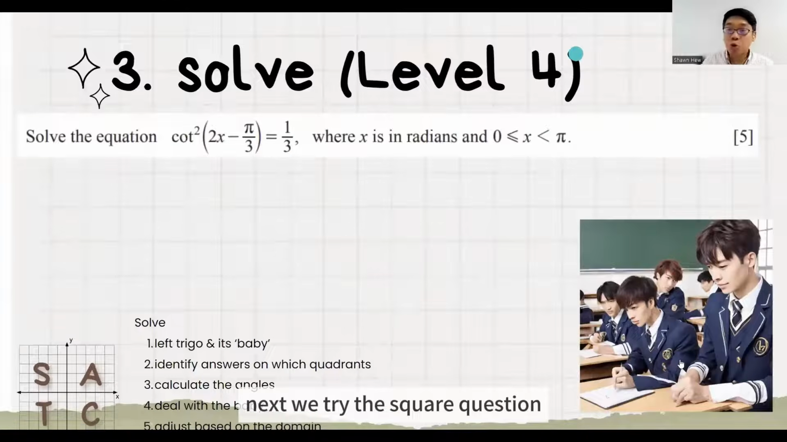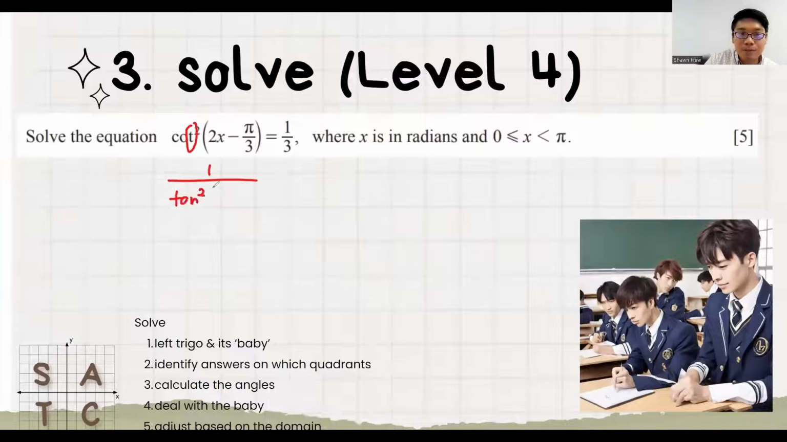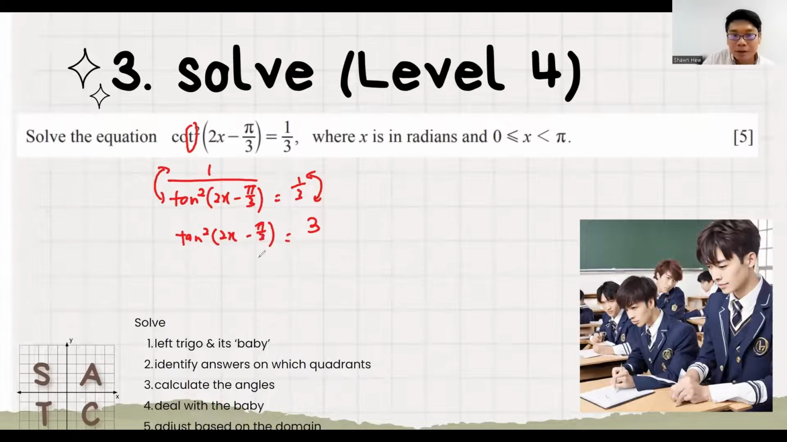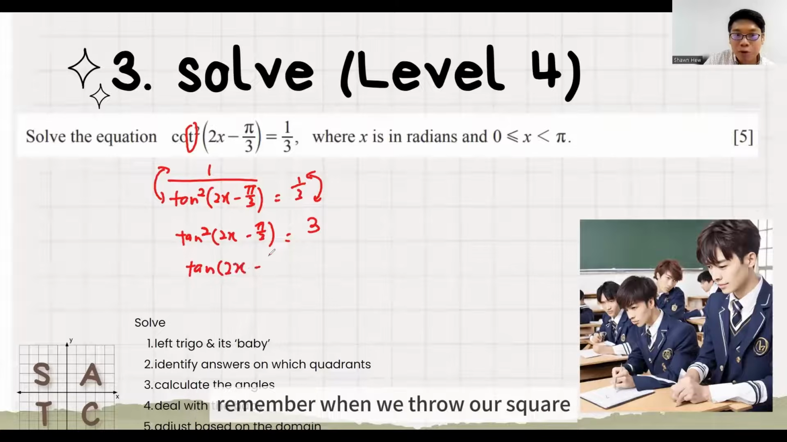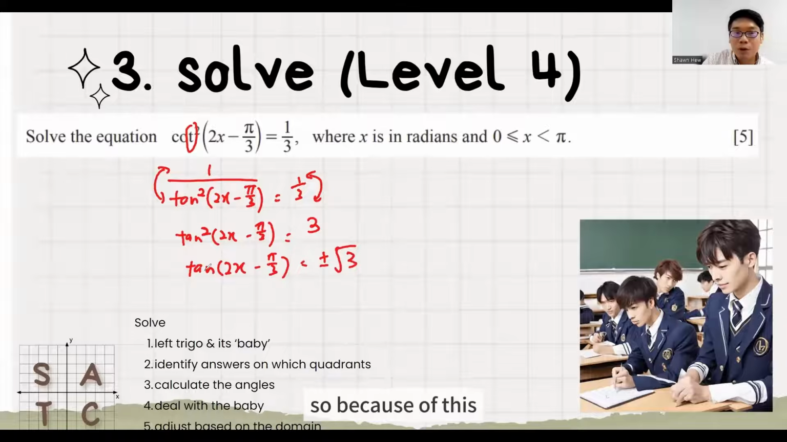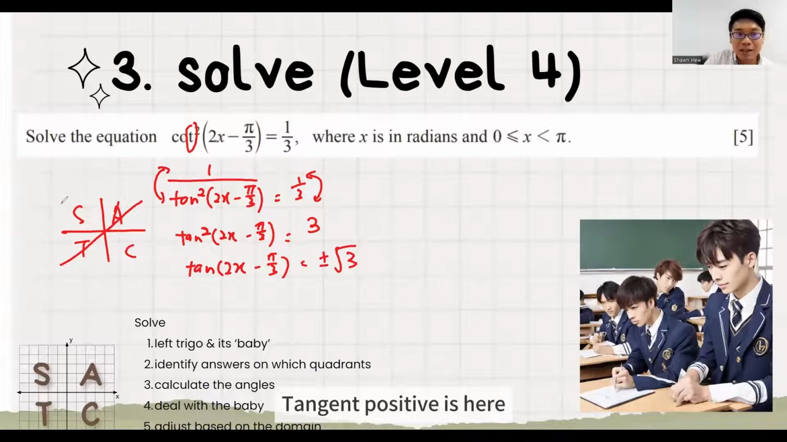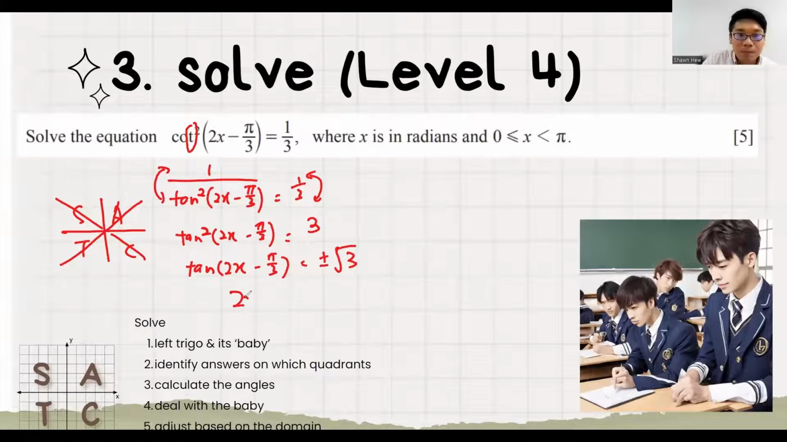Next, we try the square question. We change cotangent to tangent first. Then our unknown put up. So we throw our square to the other side. Remember, when we throw our square, it will become plus minus square root. So because of this, tangent includes positive and negative square root. Tangent positive is here, tangent negative is here. So that's why all 4 quadrants will have answers.